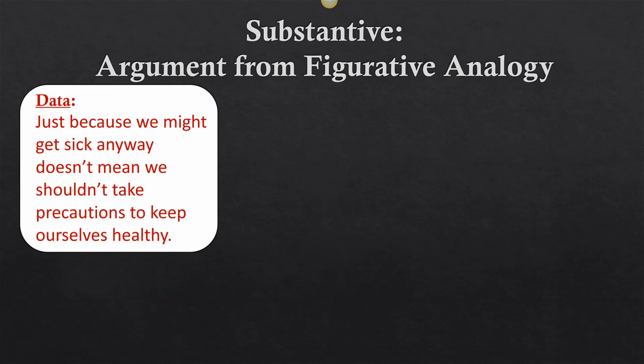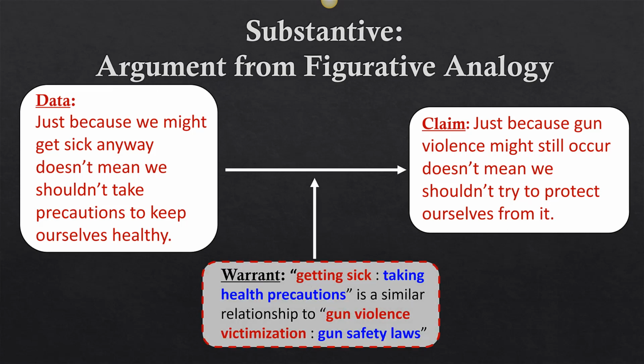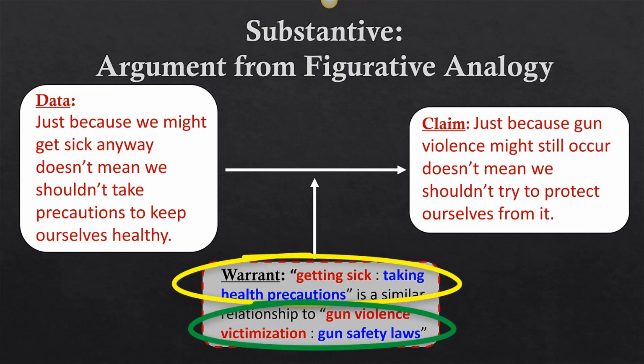So this data is being used to support the following claim. Just because gun violence might still occur doesn't mean we shouldn't try to protect ourselves from it. And the implied warrant that connects the data to the claim is essentially this: getting sick is to taking healthcare precautions as gun violence victimization is to gun safety laws.